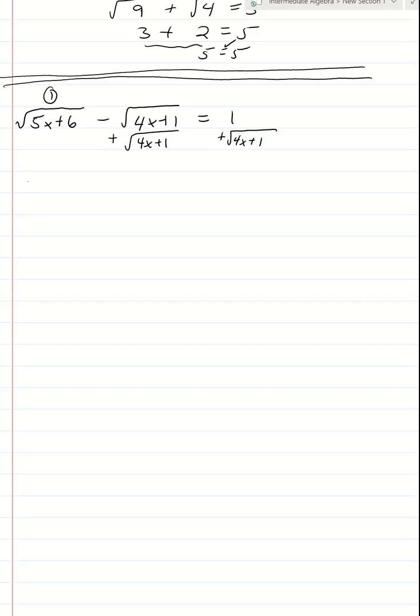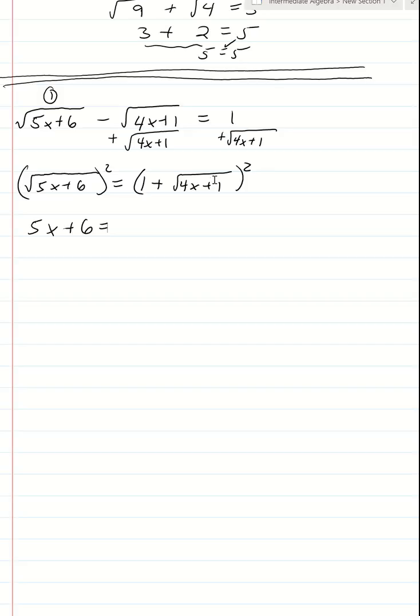And in doing so, we now have the square root of 5x plus 6 equaling 1 plus the square root of 4x plus 1. So step 1 is done. I have isolated my first radical. Now I have to eliminate this radical that I just isolated. So once again, I'm going to square both sides. When I square the left side, not so bad. We get just a 5x plus 6.